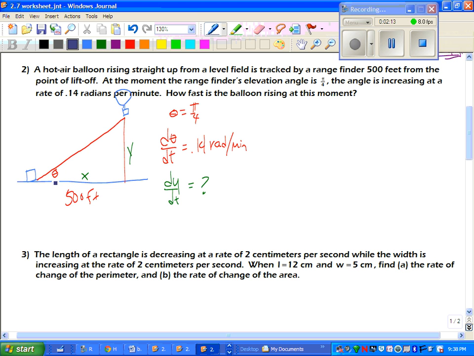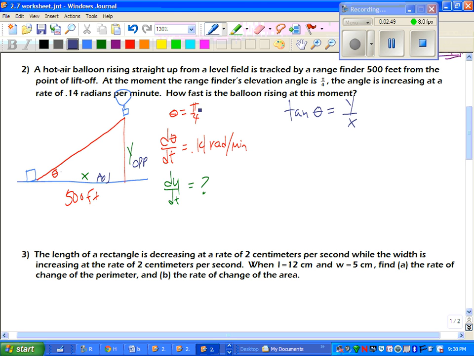So we have to figure out, what do we have here? We have an angle. We have the opposite side of that angle. We have the adjacent side of that angle. So what relates those 3 things together? Hopefully somebody or a few people shouted out tangent. Tangent is equal to the opposite side over the adjacent side. So tangent of theta equals y over x. So here's our equation that we're going to deal with.